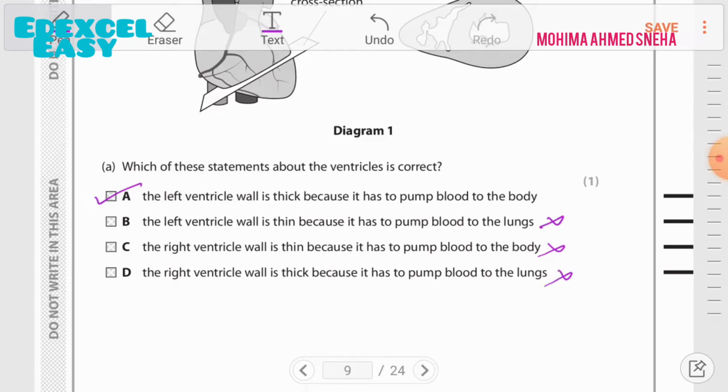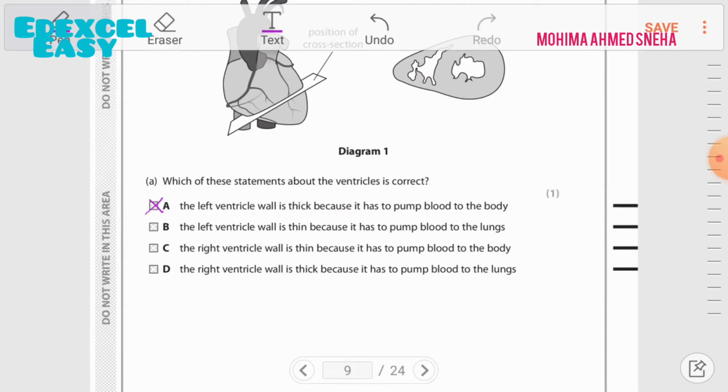So out of the four statements, only option A is correct. So we need to just select option A. Give it a cross mark in the box and rub it out. Part A is done. Moving to part B.